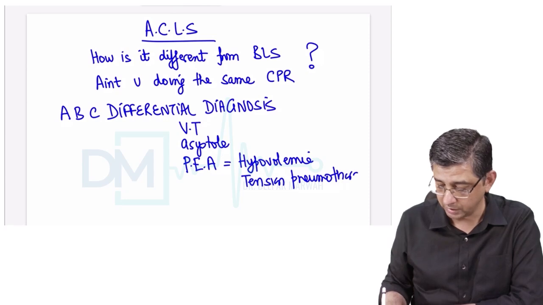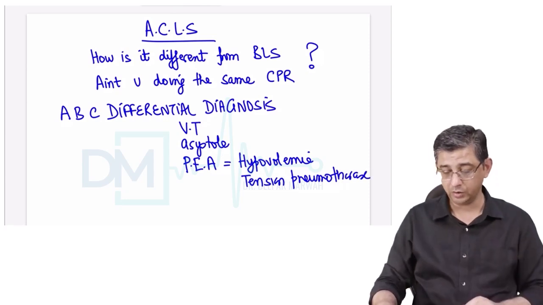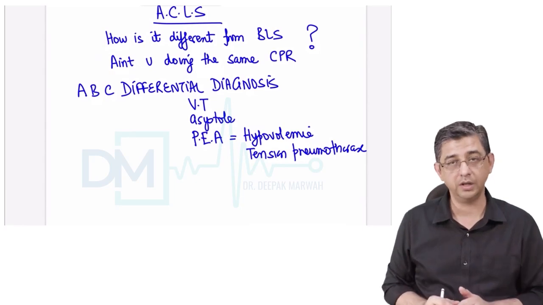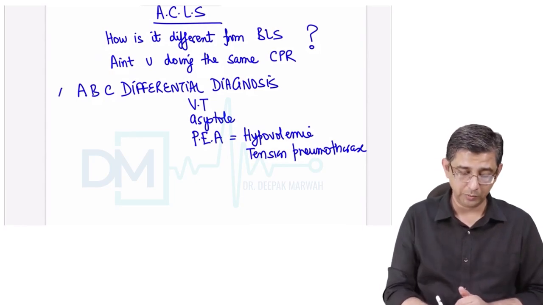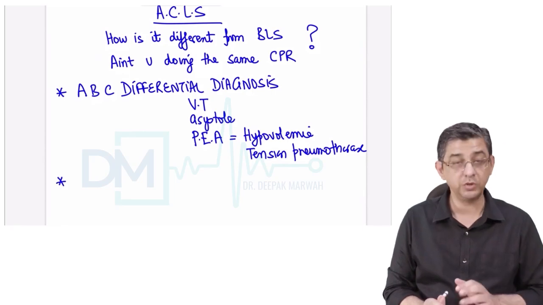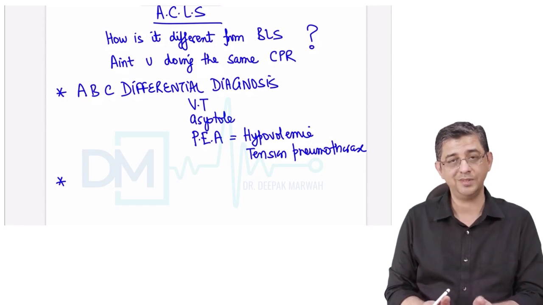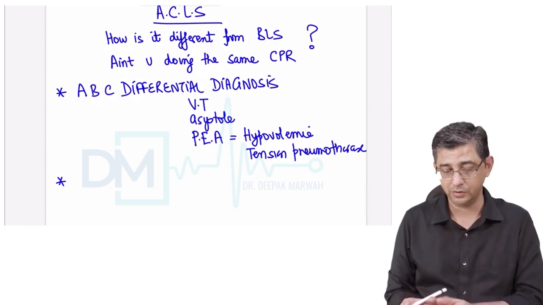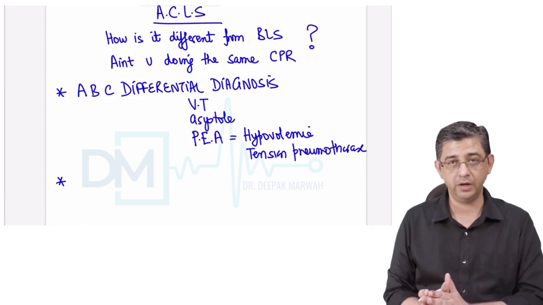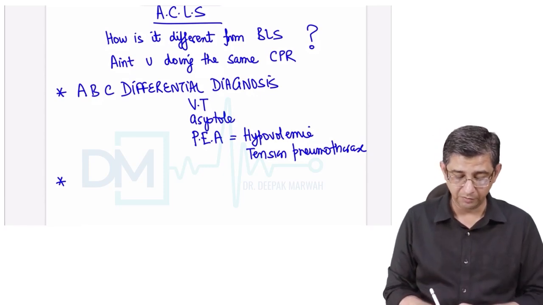So in advanced cardiac life support, you make a differential diagnosis and then treat the patient accordingly. In basic life support, your objective is just to maintain brain perfusion by giving chest compressions to the patient, but here you are trying to do something beyond routine chest compressions also, that is to identify the cause and treat it. Aiding you in the very first step here is a defibrillator.